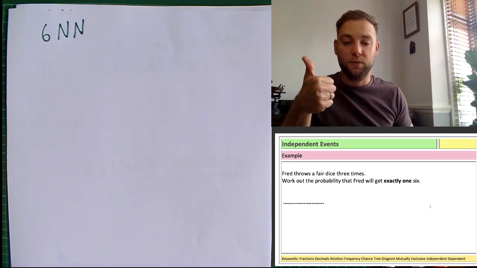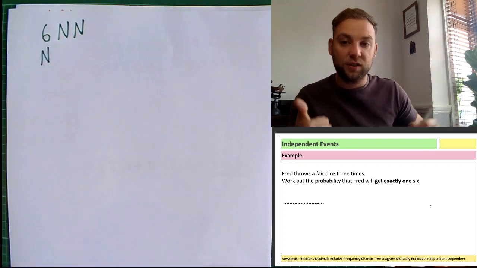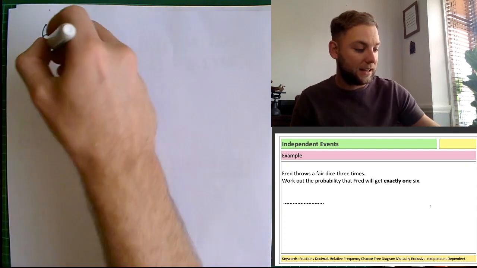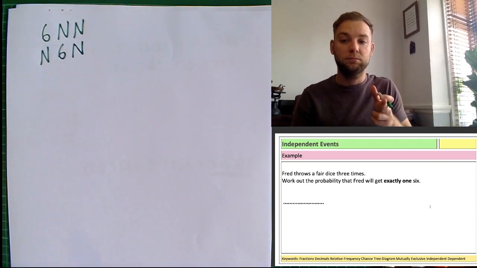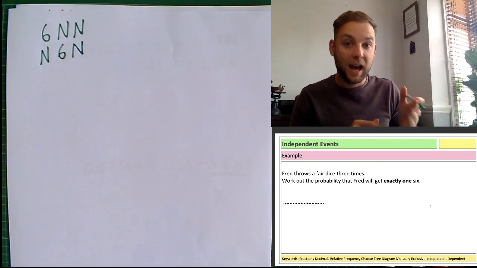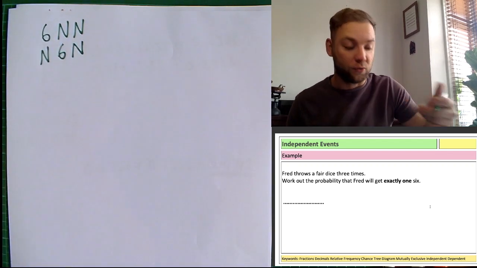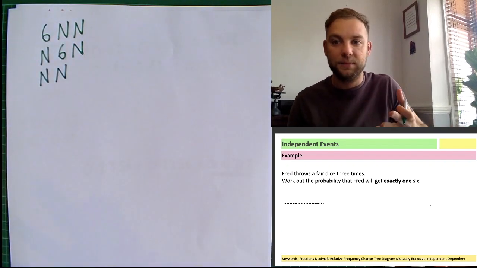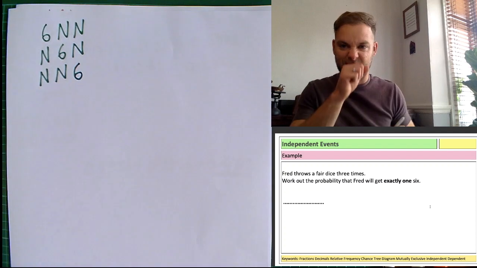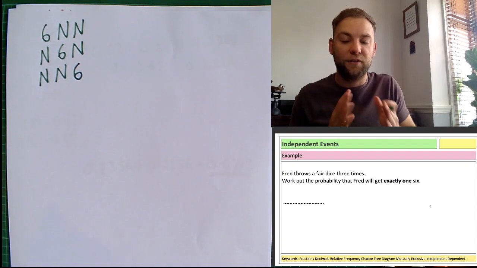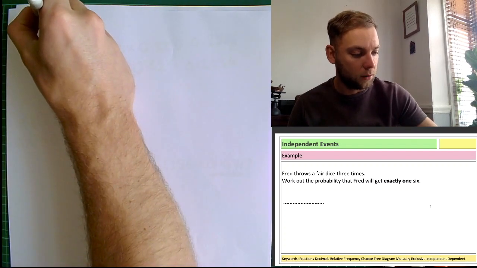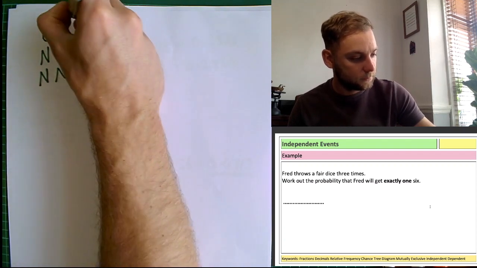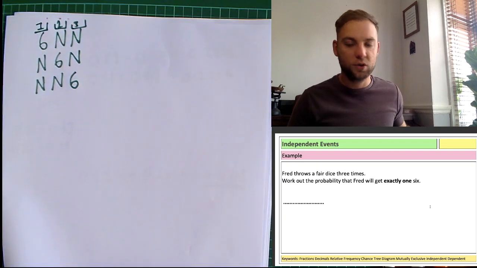Brilliant, so that's one of the options. If he doesn't get a 6 on his first throw, and he gets a 6 on his second throw, then we need him to not get a 6 on his third throw. Okay, so that's one of the options as well. And the last option is that on his first throw, he does not get a 6. On his second throw, he does not get a 6. And on his third throw, he does get a 6. Now, these are the 3 different options. So this is throw 1, this is throw 2, and this is throw 3.